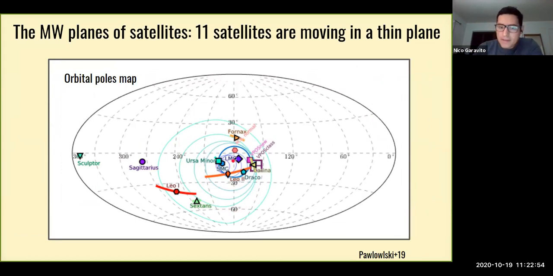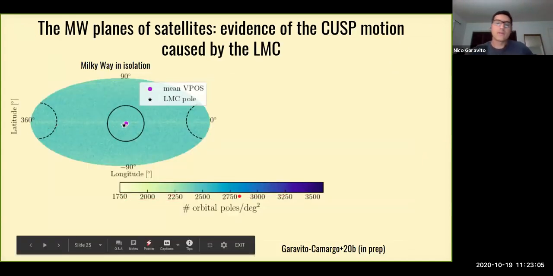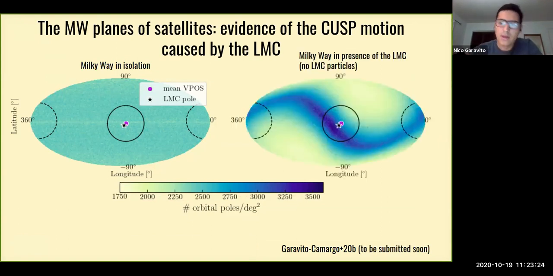So motivated by this, I looked into the simulations, and I said, okay, let's first look at the simulation in isolation. So this is the Milky Way in isolation. The color bar tells you the density of orbital poles in that simulation, and you see that it's homogeneous, and that's what you expect. We shouldn't expect any preferential direction. Now, when we look at the simulation that has the LMC, where the halo is responding, but not using the LMC particles, just the Milky Way particles, we get this.